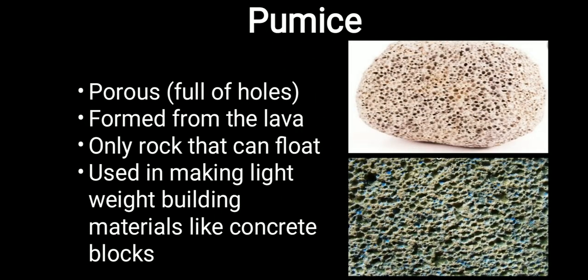Now next is pumice. It is porous, or full of holes, and is formed from frothy lava with a lot of air in it. Pumice is the only rock that can float. Here frothy means full of bubbles, that is, made with a lot of air in it. It is used in making lightweight building materials such as concrete blocks.